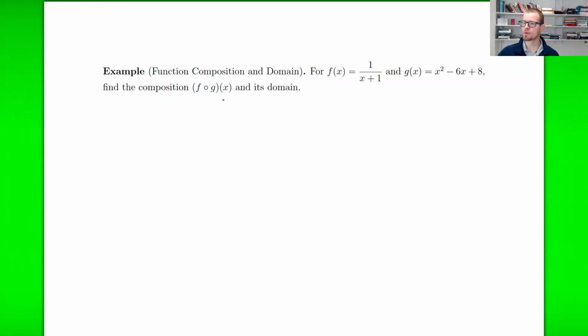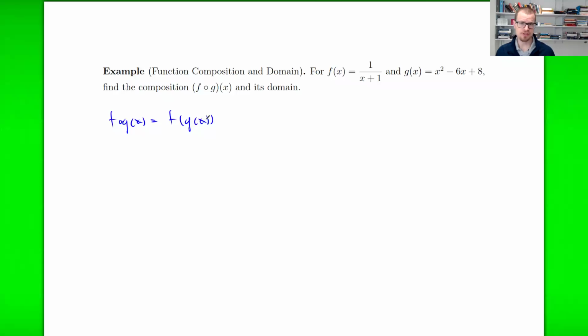Welcome. We want to consider another example of function composition and finding its domain. Here, our function f is 1 divided by x plus 1, and our function g is x squared minus 6x plus 8. So the composition f of g of x, that is the composite function, is equal to f of g of x.